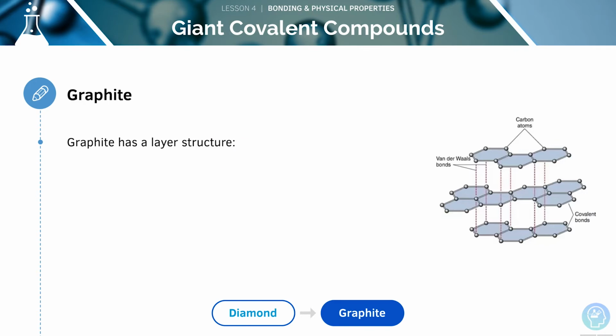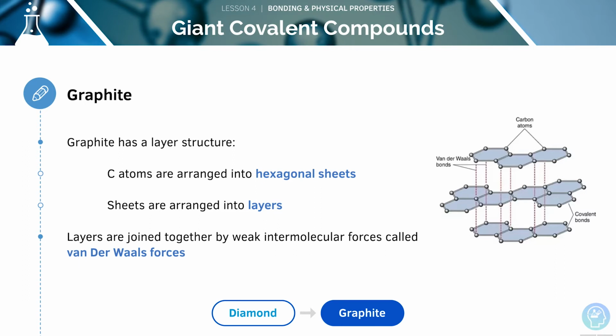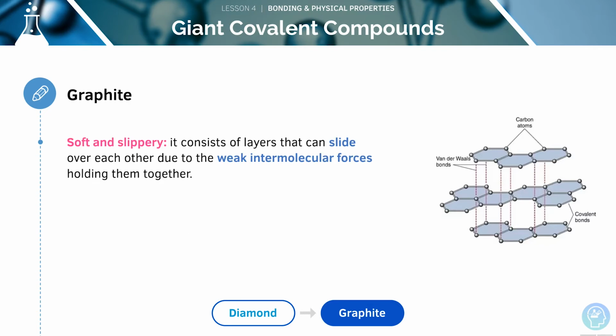The carbon atoms in graphite are organized into sheets of hexagons. This means graphite has a layered structure. And there are van der Waals forces in between the layers. These forces are shown by these dotted lines here. Unlike diamond, graphite is arranged in layers and sheets of carbon atoms. The layers in graphite can easily slide over each other because there are only weak intermolecular forces holding them together. Due to its slippery nature, graphite can be used in pencils and as a dry lubricant.